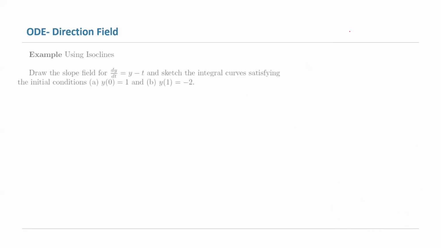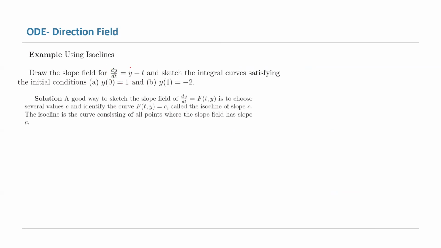In the next example, I ask you to use isoclines and graph the slope field for this differential equation. For this differential equation, the rate of change is equal to y minus t. What are we going to do? We're going to take y minus t and set it equal to some constants like c, because it gives us the rate of change and we can easily analyze the rate of change.